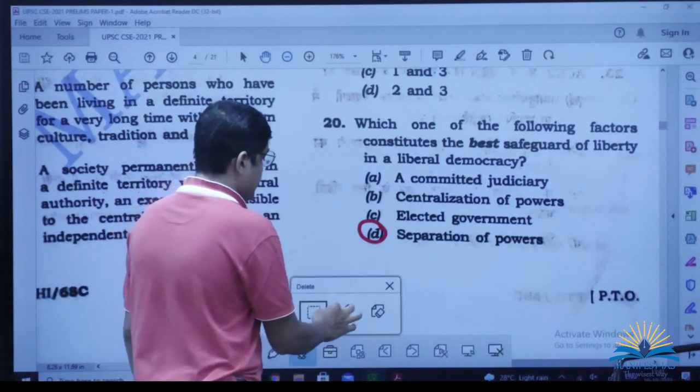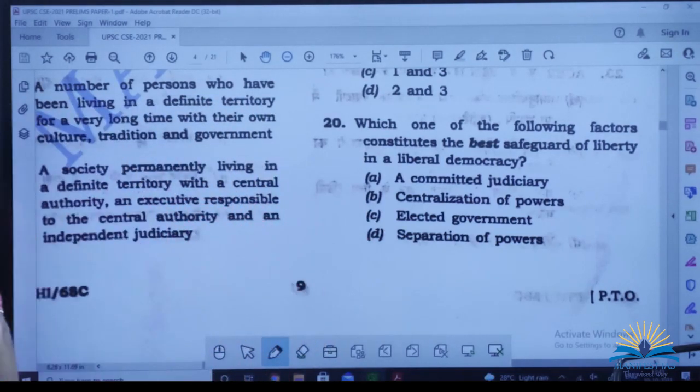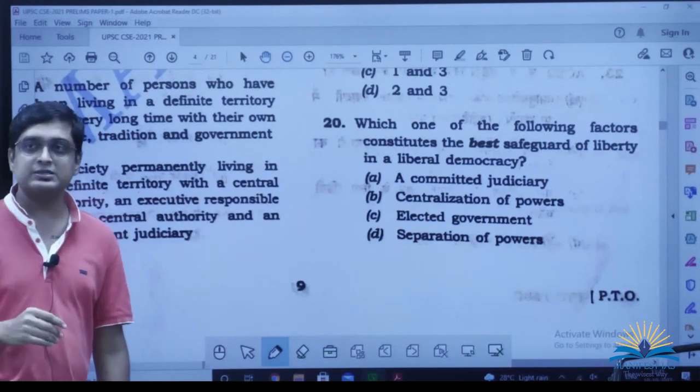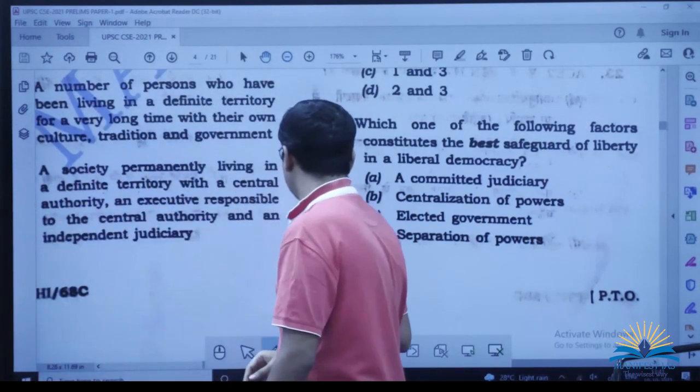Next. So we have finished the next set of questions. There are 4 questions left, from 27 to 30.